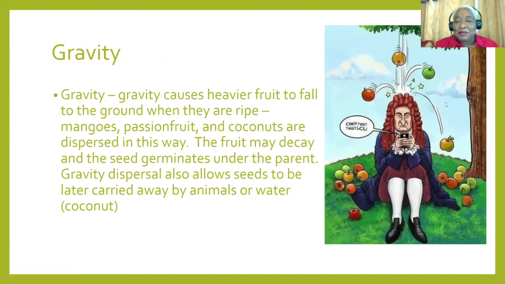So, who knows this gentleman here? This gentleman here is Mr. Isaac Newton, and apples are falling all over his head. So gravity causes the heavier fruit to fall to the ground. Mangoes, passion fruit, coconuts, they are originally dispersed in that way. Now the fruit may decay where it is, and the seed can germinate under the parent.